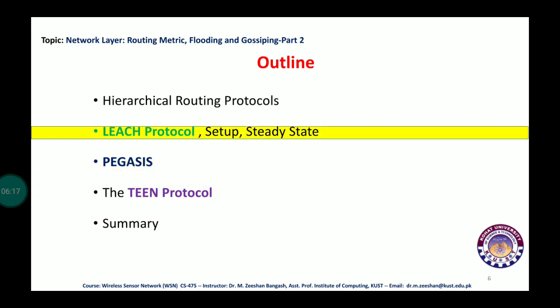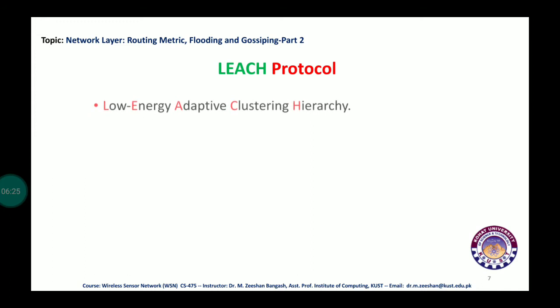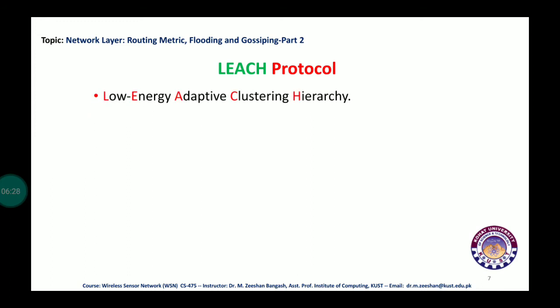The second agenda item which needs to be discussed as a hierarchical protocol is the LEACH protocol, and LEACH stands for low energy adaptive clustering hierarchy protocol. This type of protocol is implemented in most wireless sensor networks, even though we already discussed that hierarchical protocols use more energy. However, the optimized version of the LEACH protocol can be used. It can be used for routing, similarly for security implementation, or for key exchange, or for intrusion detection.